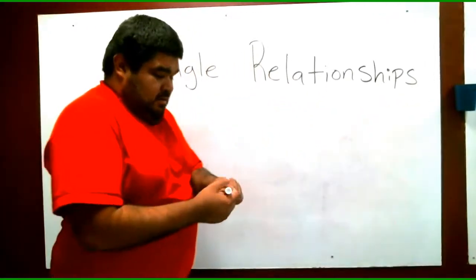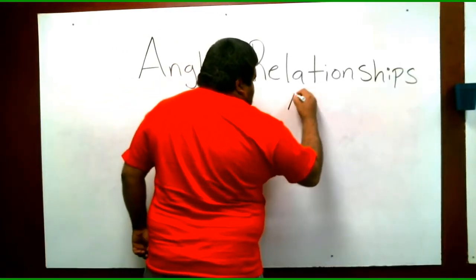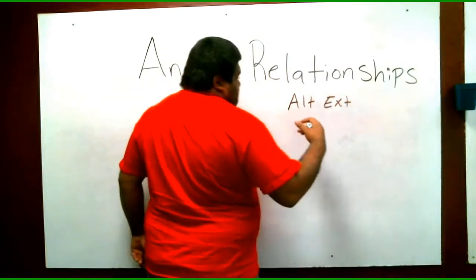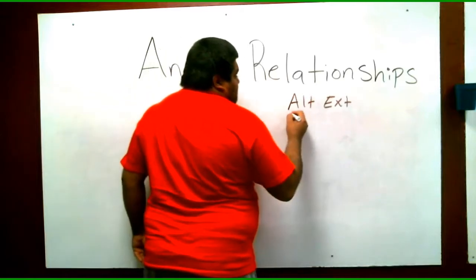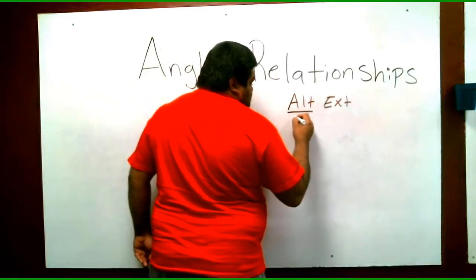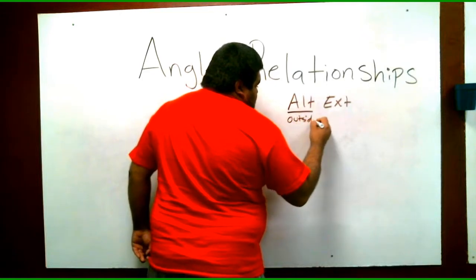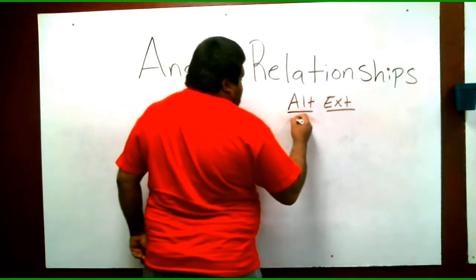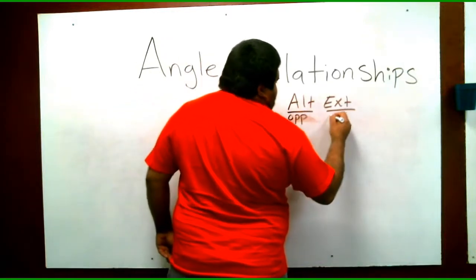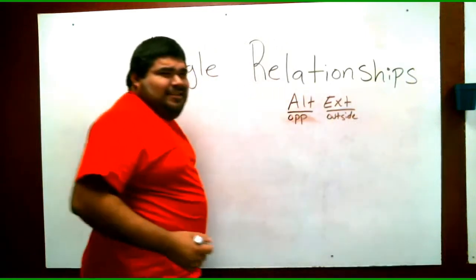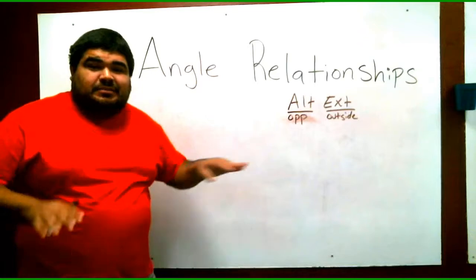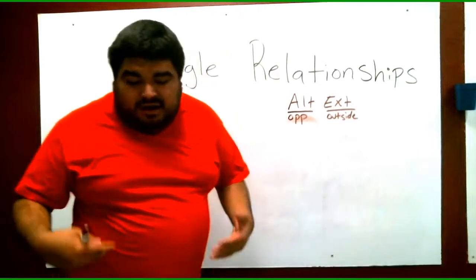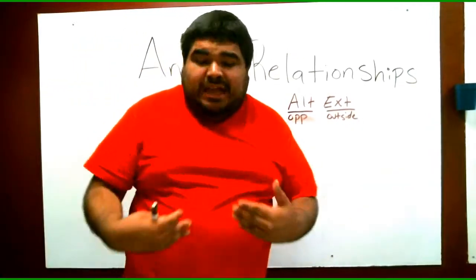Those words are alternate, exterior. Alternate means opposite, or actually, exterior means outside. I got overexcited there. So alternate means opposite, meaning the two opposite sides. Exterior means on the outside. We cover this on the vocab. I'm just doing a little recap.